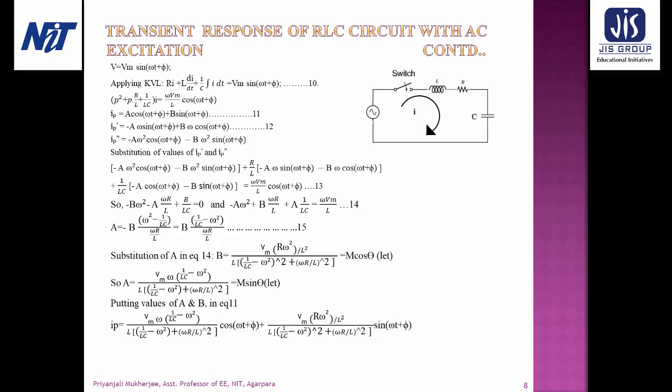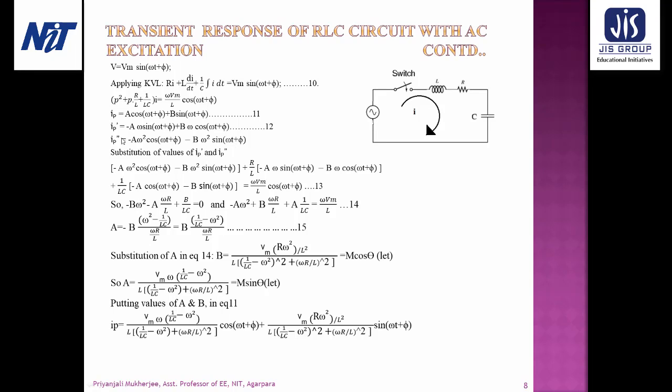Now we can find out the particular solution. I_P becomes a cos(ωt + φ) plus b sin(ωt + φ), and the derivative of this I_P is minus aω sin(ωt + φ) plus bω cos(ωt + φ). Next, if we differentiate once more, then I_P double dash becomes minus aω² cos(ωt + φ) minus bω² sin(ωt + φ).